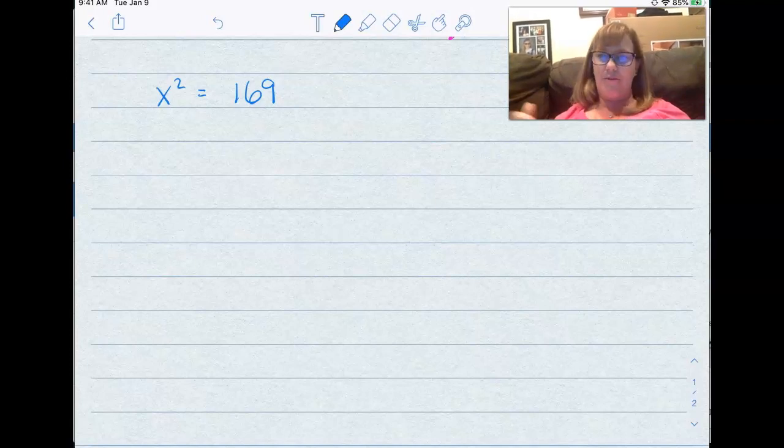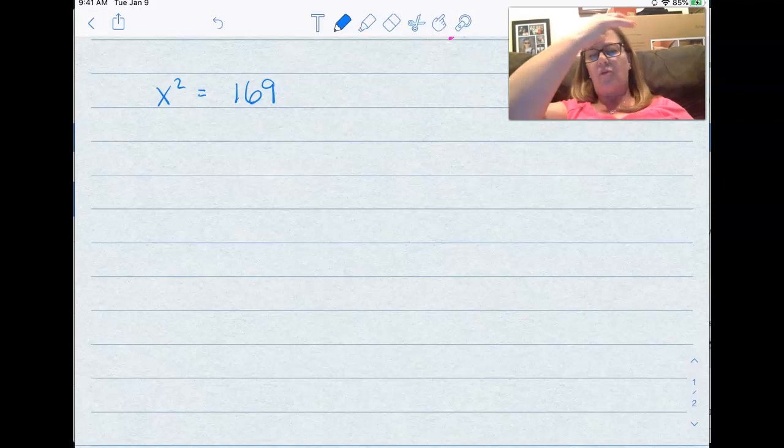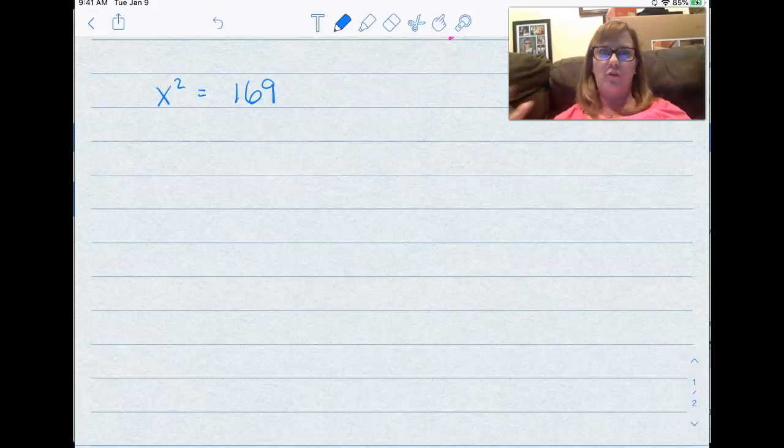So we've got a simple quadratic here. x squared equals 169. When you have this, you want to solve for x, right? Our ultimate goal is always, what does 1x equal? We don't care what 10x is equal to. We don't care what x plus 3 equals. We don't care what x times itself equals. We want just 1x.